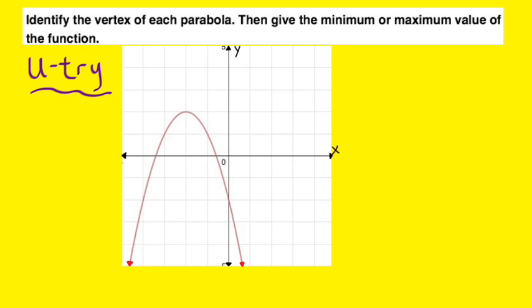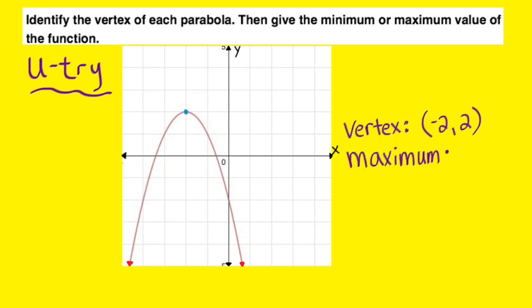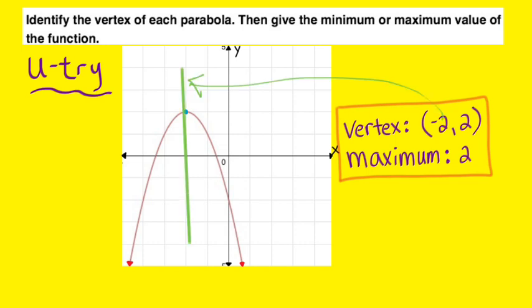Go ahead and try this one. You want to decide the vertex and if it has a maximum or minimum and what that would be. All right, so the vertex here is going to be -2, 2, with a maximum of 2, right? Remember, the Y value shows whether it's a minimum or maximum. And our axis of symmetry is -2.